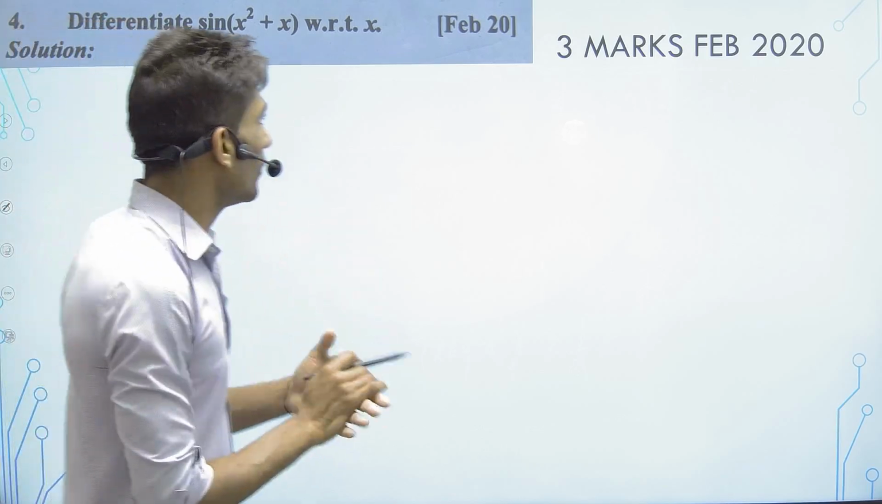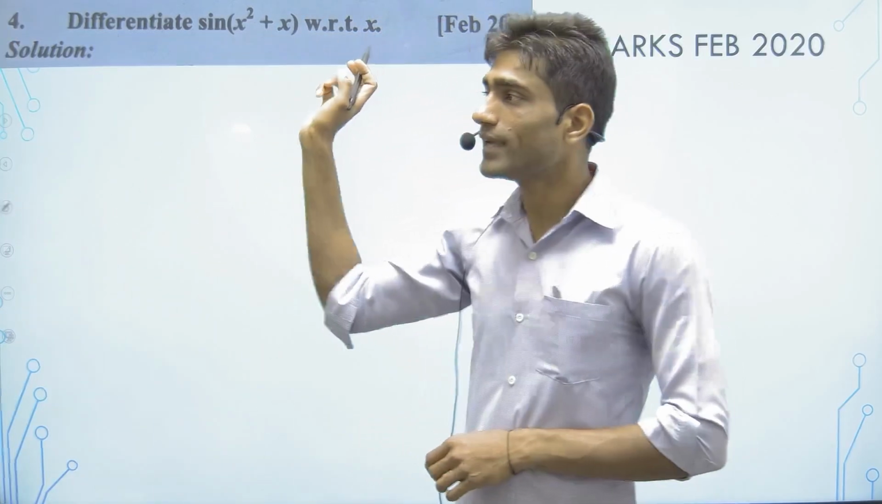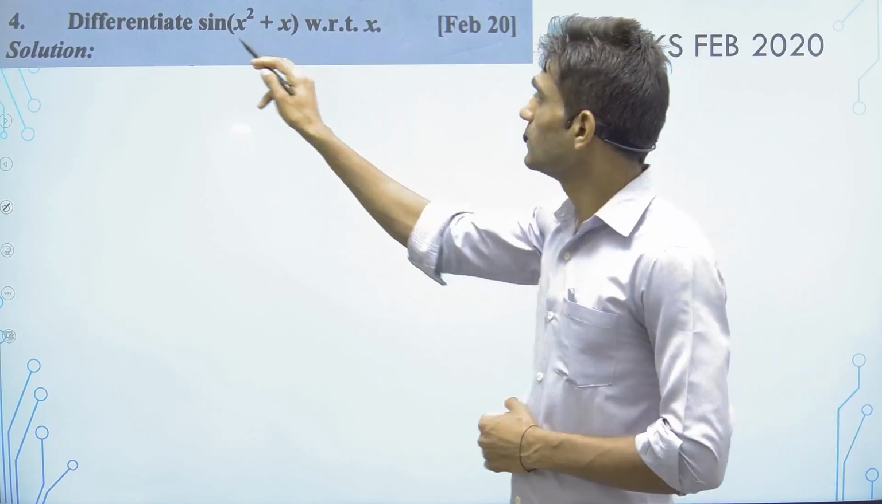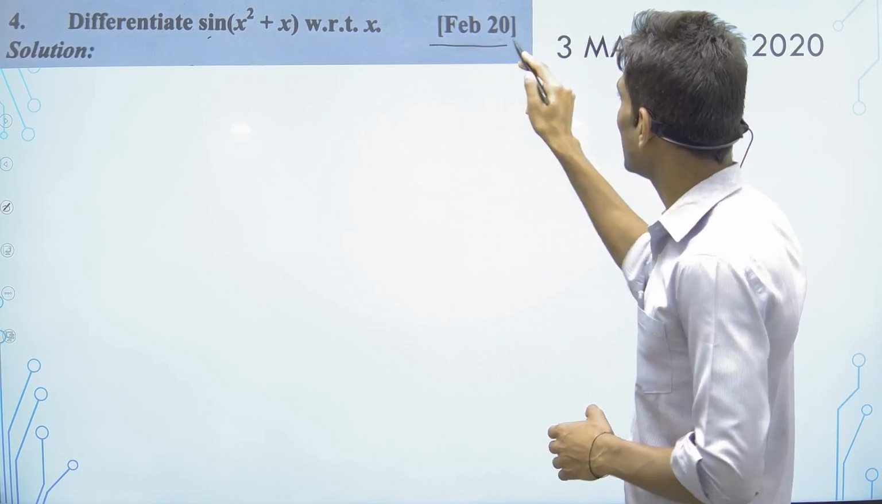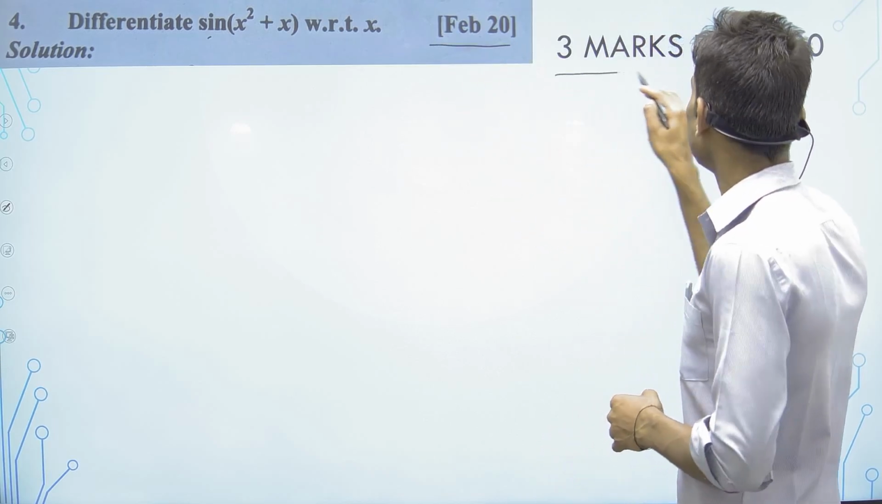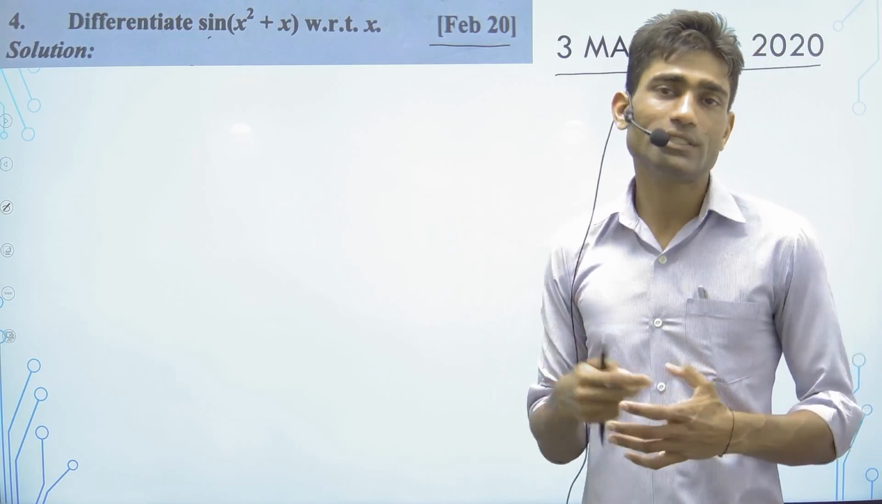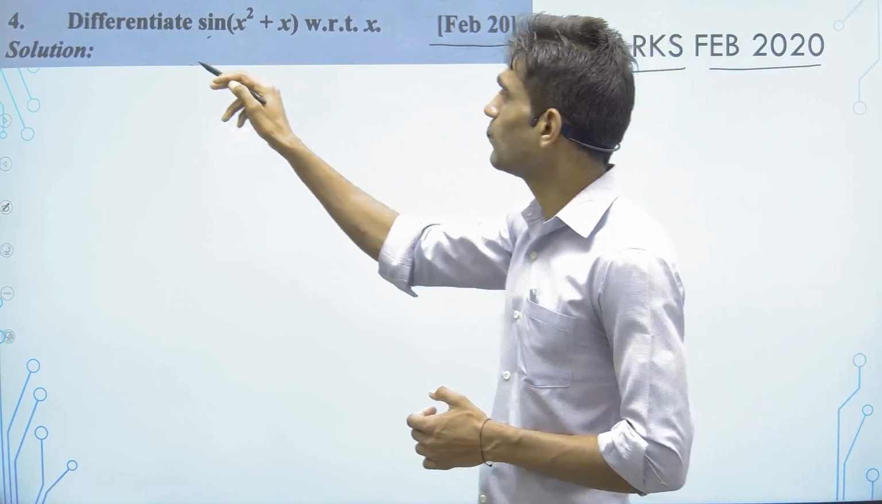Here we have the next question, which is the differentiation of sine of x square plus x with respect to x. Okay, we want the differentiation of what? Sine of x square plus x with respect to x. A question asked in the February 2020 exam for 3 marks. Now see that these are the latest questions from our previous board exam question papers.